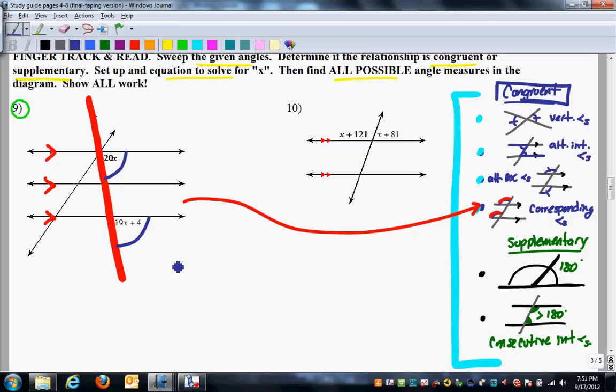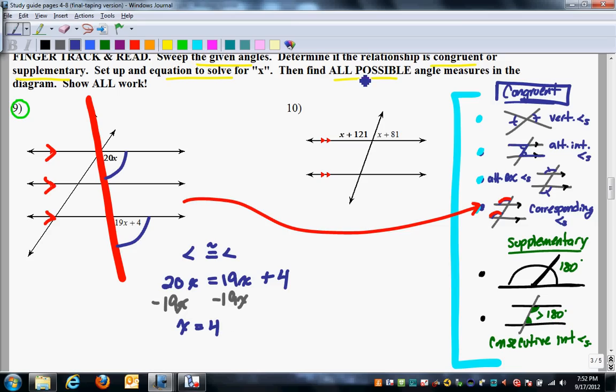So we know here that angle is congruent to angle. So therefore 20x equals 19x plus 4. Now the algebra is quite easy here. Once you determine whether you're adding up to 180 or whether they're equal, the algebra can be quite easy. And we get x equals 4.